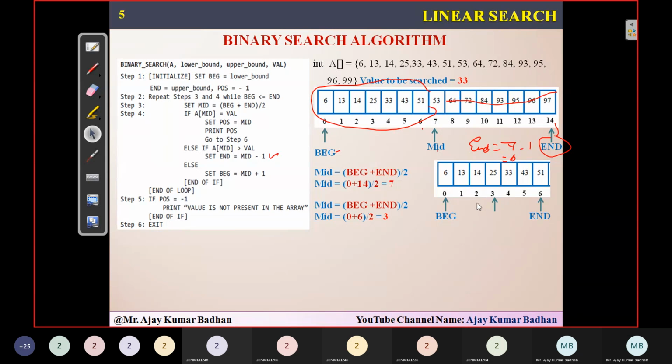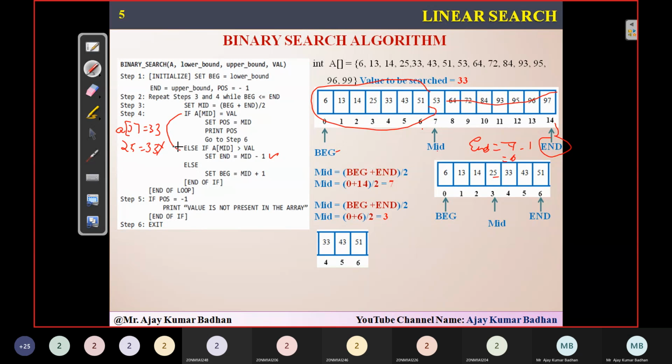So you can see here clearly that you are getting this particular 3 as a middle value. And again I am going to search. This process will be repeating: whether a of mid is equal to value. So a of, what is the mid value I got this time? 3. Whether a of 3 is equal to 33. What is the value present in a of 3 here? 25. Is 25 equal to 33? No, the condition fails.